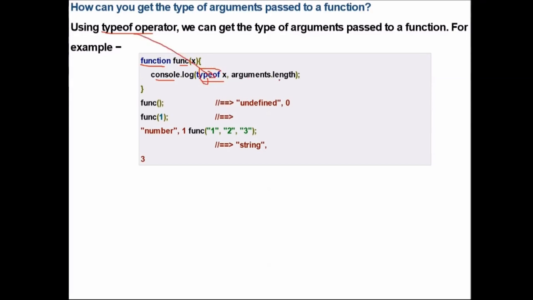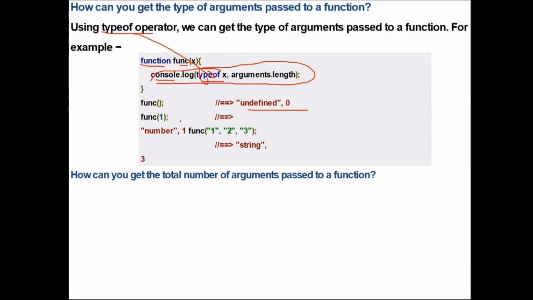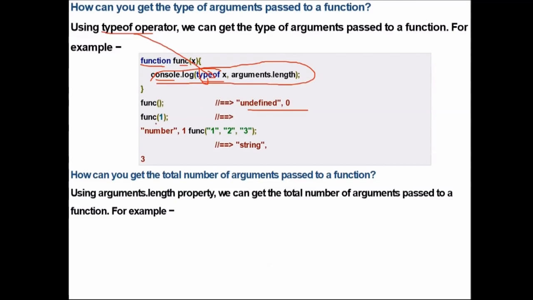We have used typeof x and then arguments.length. You can use func, this is undefined because you have not passed any value. func(1), you have passed a value, and since you have done some processing also here, the result will be like this: number, 1, func(1, 2, 3), right? This can be done. So how can you get the total number of arguments passed to a function? How can you do it? Using arguments.length property. You don't know how many arguments are there. You just write arguments dot length. With this arguments.length property, we can get the total number of arguments passed to a function.